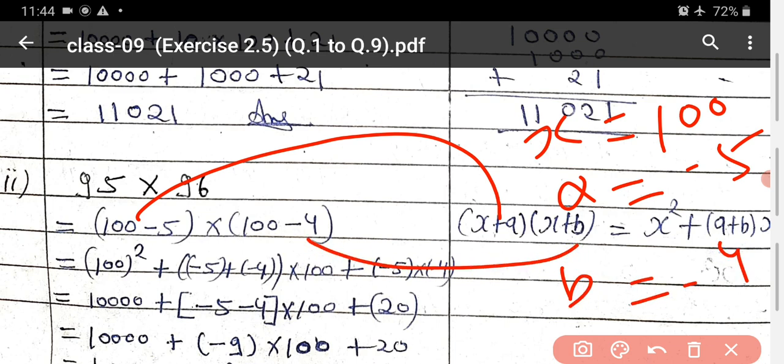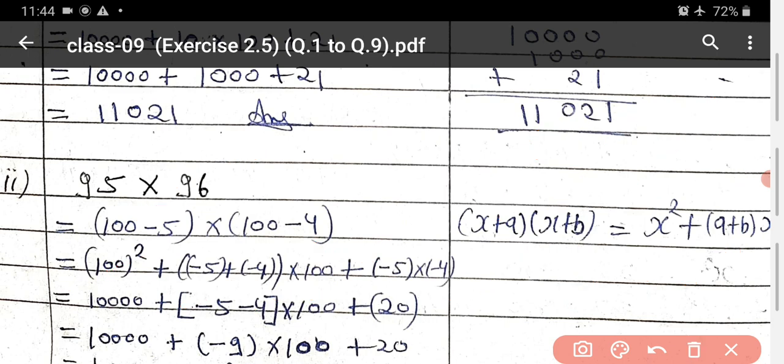Now just apply the formula you have to apply. x square, that is 100 square. Then a plus b, a value is minus 5 and b value is minus 4, so minus term you have to put in a bracket, into x, that is 100, plus a into b, that is minus 5 into minus 4. Now solve 100 square, it becomes 10,000. Minus 5 plus minus 4, it becomes minus 9 into 100, then minus minus plus, so it becomes plus 20 when you solve.